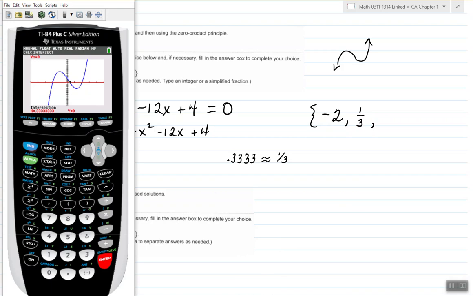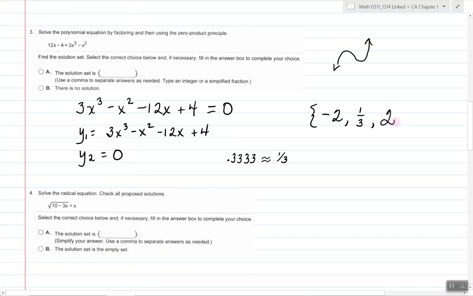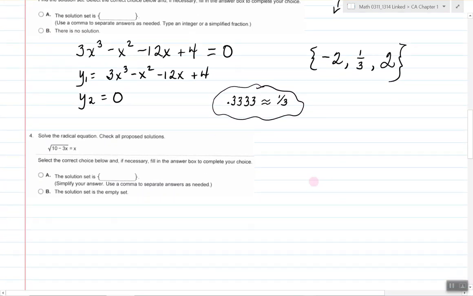And then finally, we'll do second, calc, number 5. Enter, enter, enter. And our final answer is +2. So this may be an issue for us sometimes.